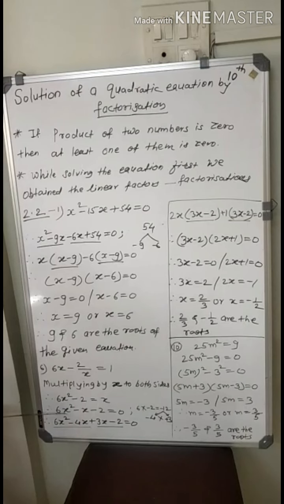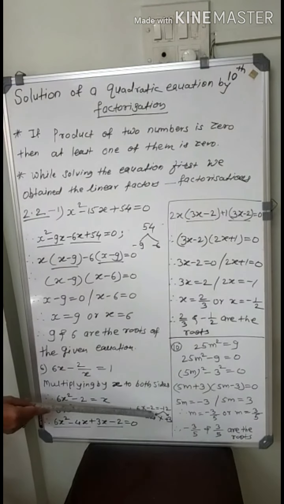So in first example the coefficient of quadratic term is 1. So 54 into 1 equal to 54. Here coefficient of quadratic term is 6 and constant term is 2. So 6 into minus 2 equal to minus 12. And we have to factorize minus 12.